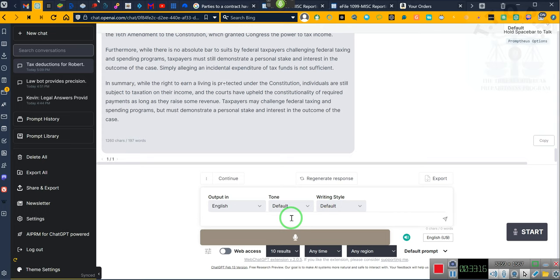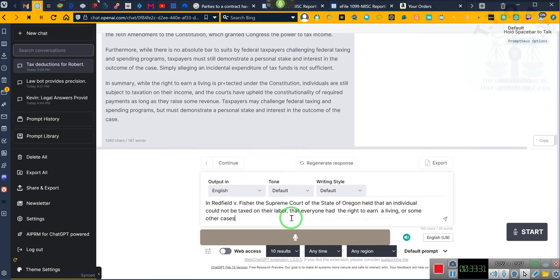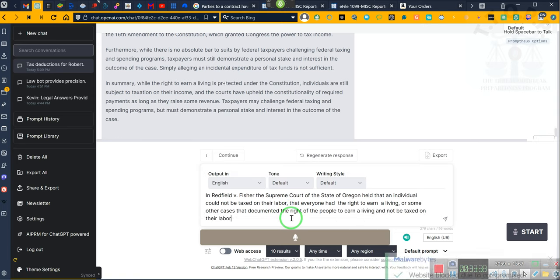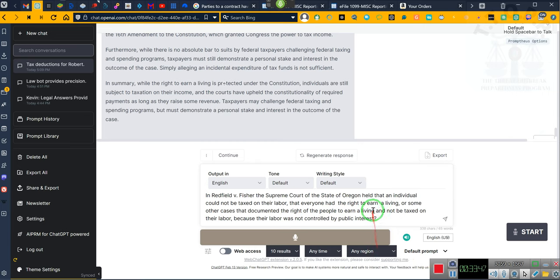In Redfield versus Fisher, the Supreme Court of the state of Oregon held that an individual could not be taxed on their labor, comma, that everyone had the right to earn a living, comma. What are some other cases that documented the rights of the people to earn a living and not be taxed on their labor, comma, because their labor was not controlled by public interest? Question mark. Stop listening.